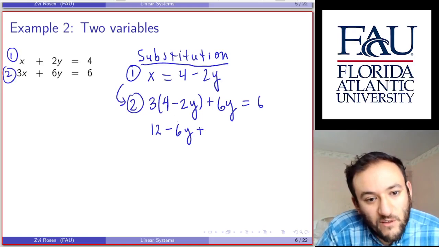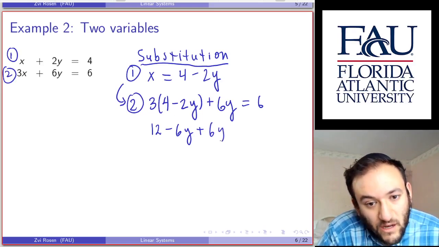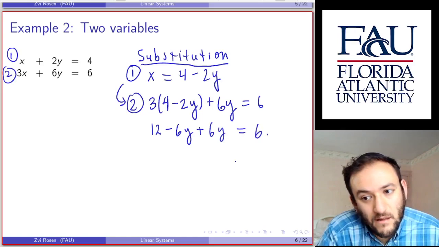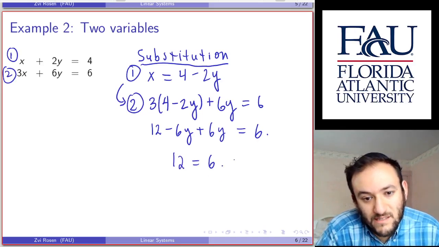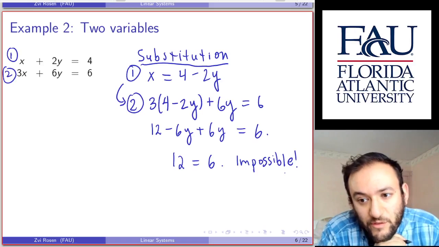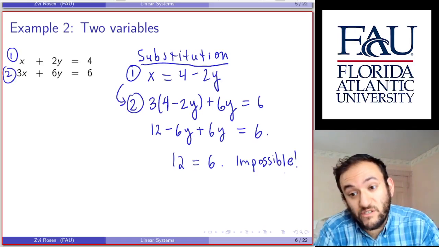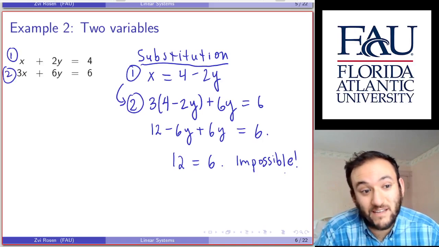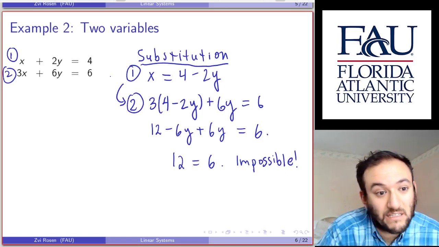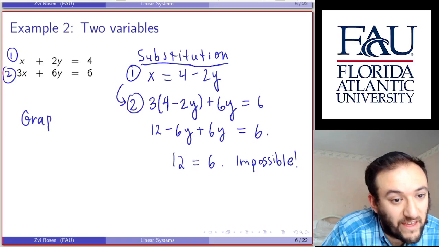Well, when we multiply this out, we get 12 minus 6y plus 6y equals 6. And here we run into a problem because this means that 12 equals 6. We know this is impossible. But the only thing we did was assume that both of these equations are true. So it must be the case that these equations describe lines that do not intersect. And indeed, they do describe parallel lines. Let's draw the graph to verify that.